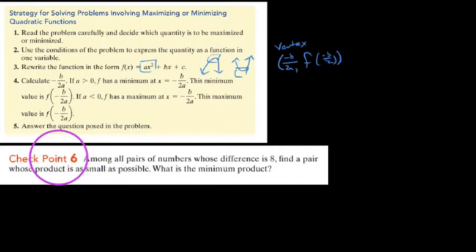So for this checkpoint 6, it says among all pairs of numbers whose difference is 8, find a pair whose product is as small as possible. And I'm going to tell you that we can actually do this now. So what is the minimum product and what are those numbers? Let's take a look at this right here. We want to find a pair whose product is as small as possible. So what we're trying to do is minimize. I'm going to write a little note here: minimize the product of these two numbers.